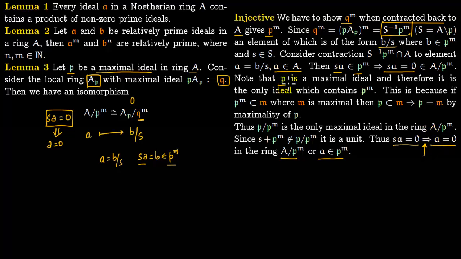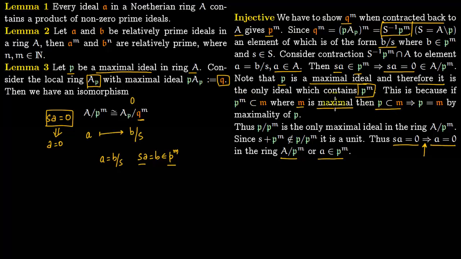So first is that P is a maximal ideal. That's given to us. P is a maximal ideal, and therefore it is the only ideal which contains P^m. That is because if you work with a maximal ideal which contains some P^m, where M is maximal, therefore it is also prime, but if it contains some mth power, then it will also contain P without any powers.